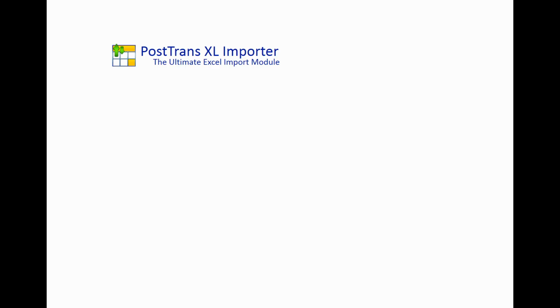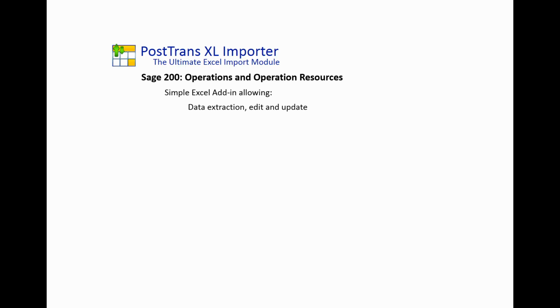In this video, I'm going to demonstrate using PostTrans to manipulate operations and operation resources, which are part of the Sage 200 manufacturing module. What is PostTrans? Well, it's an Excel add-in which allows us to extract this data into Excel, edit it within Excel, and update any changes, or add new data, which could have been entered manually or imported from a CSV file. This will all be validated using Sage business rules and its validation applied.